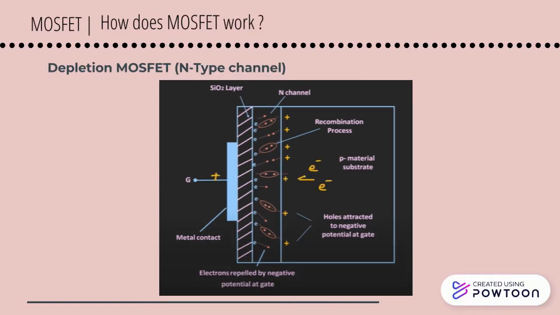When we apply positive voltage at the gate terminal, the electrons, which are the minority carriers in the P substrate, will be attracted to the N channel. So the free electrons in the N channel will increase, and also the flow of the current in the N channel will increase.